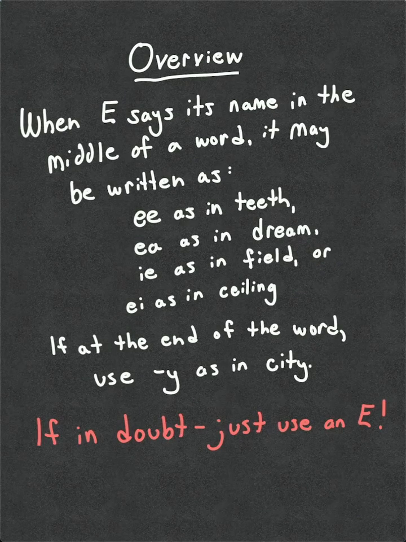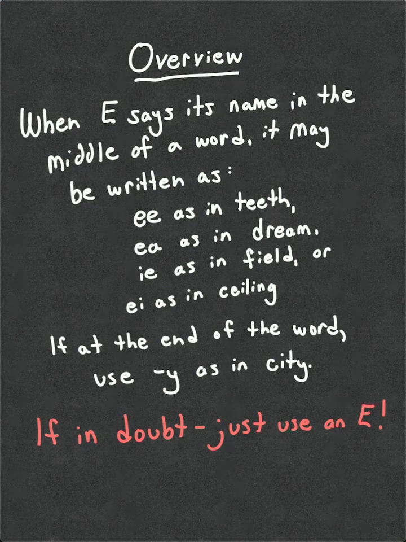So, the overview. When E says its name in the middle of the word, it may be written as EE as in teeth, EA as in dream, IE as in field, or EI as in ceiling. If at the end of the word, use Y as in city.